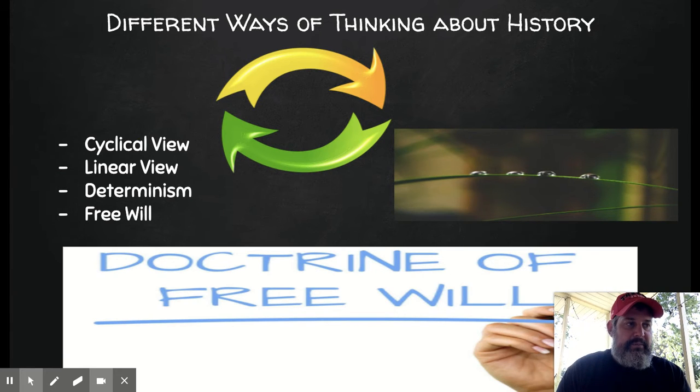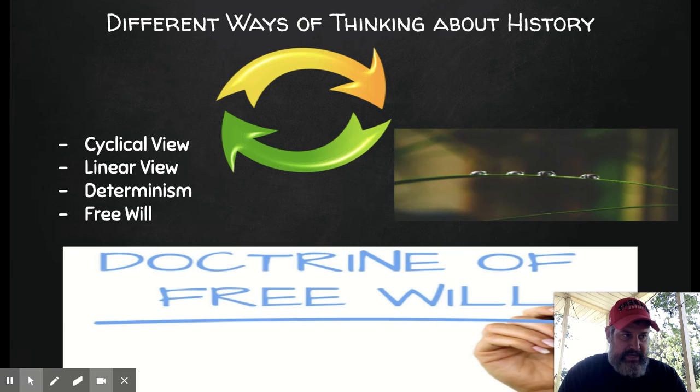There's a linear view. In other words, history has a beginning and an end. Humanity came from somewhere and we are going somewhere. This would be Muslims, Christians, Jews. They typically hold a linear view of history. Now, within each of these, there's a couple other options.